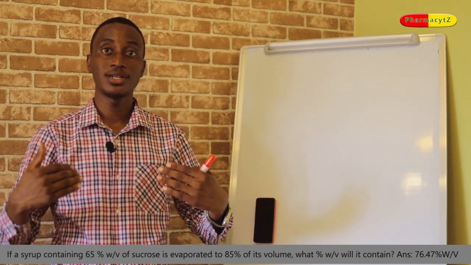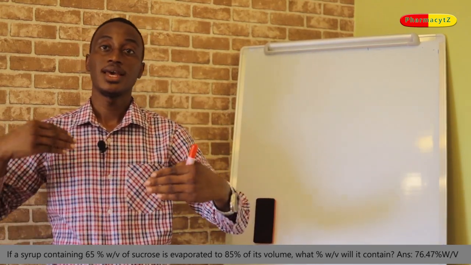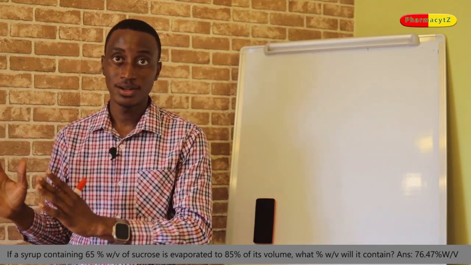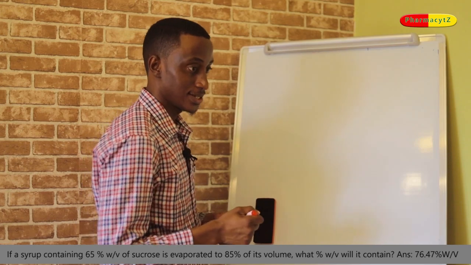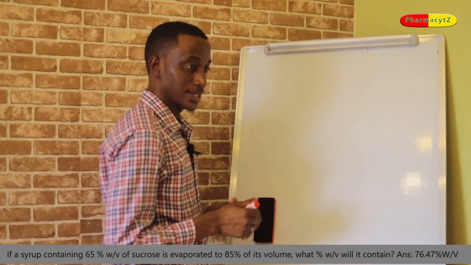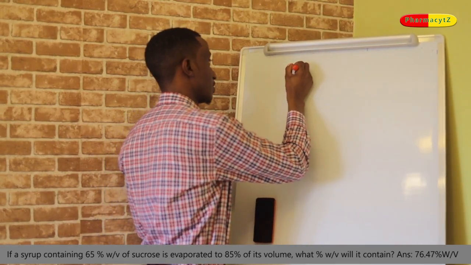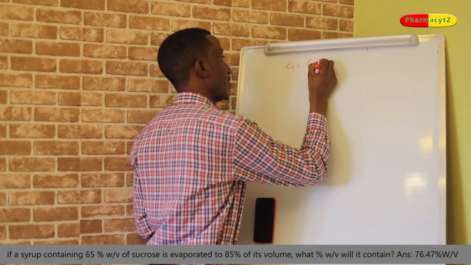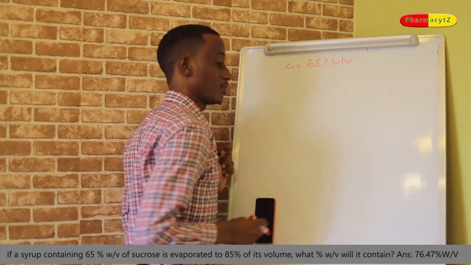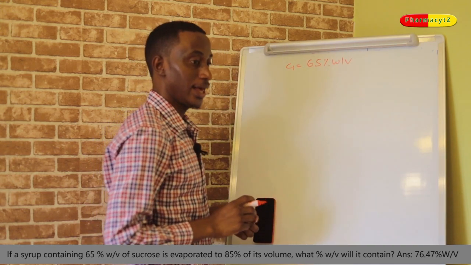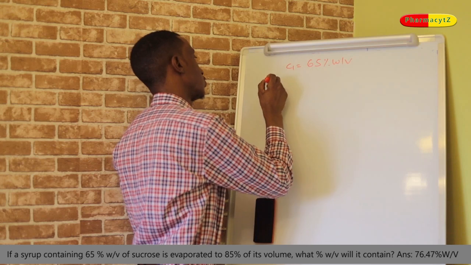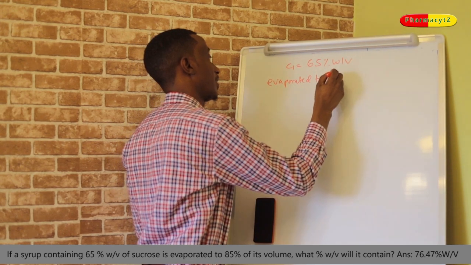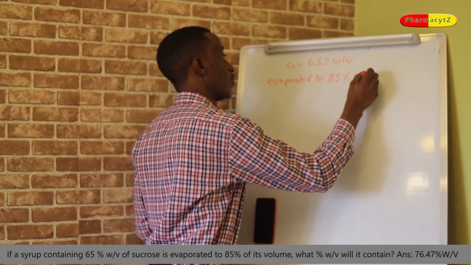Remember, during evaporation, the final concentration increases and the final volume decreases, which is contrary to the law of dilution. So let us see this. The initial concentration 1 of this syrup was 65% weight in volume. Okay? And this one was evaporated to 85% of its volume.